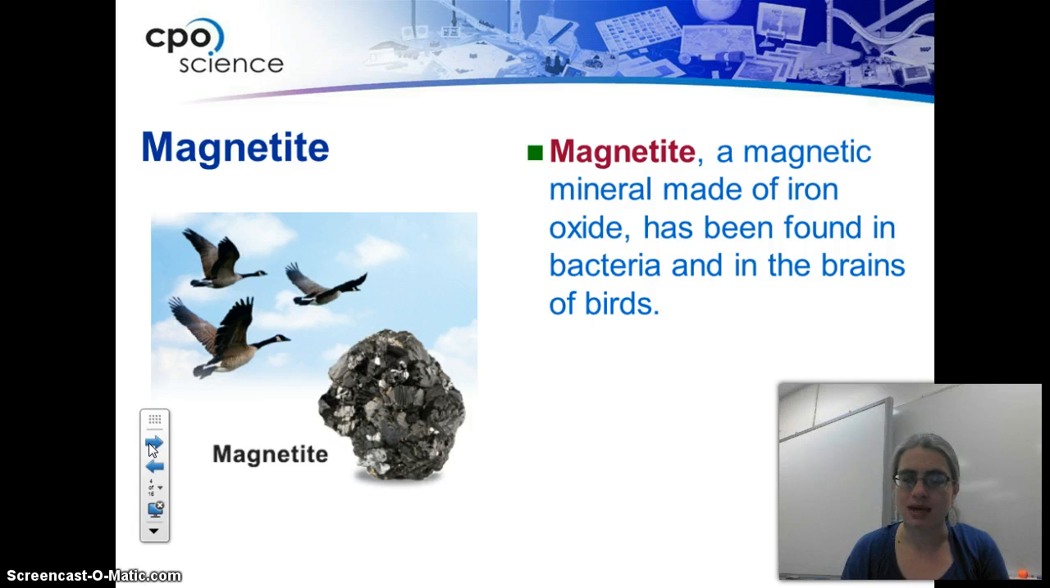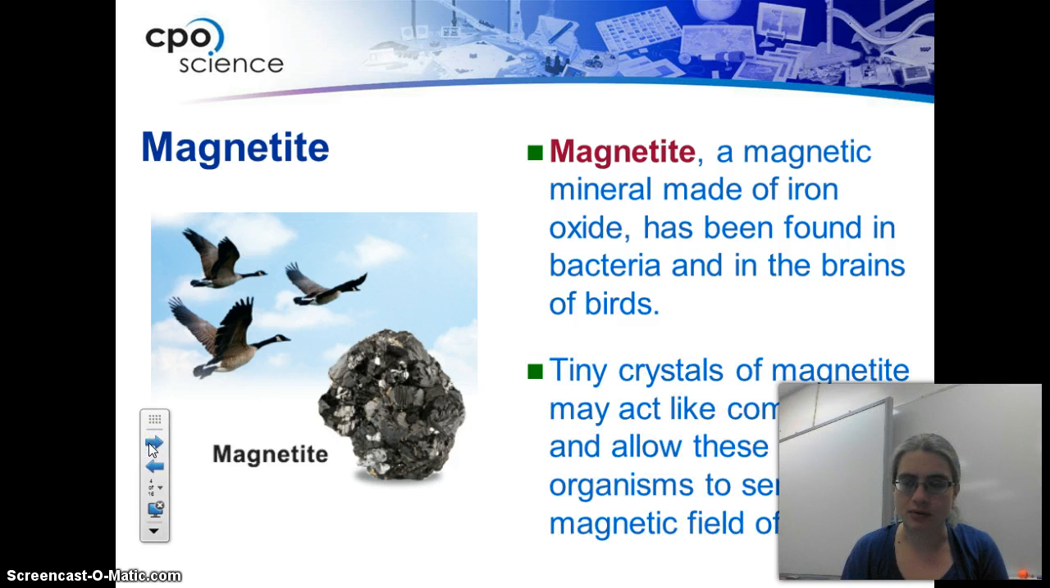Magnetite, a magnetic mineral made of iron oxide, has been found in bacteria and the brains of birds. Tiny crystals of magnetite may act like compasses and allow these organisms to sense the magnetic field of the Earth, again allowing them to orient themselves in a very large world.